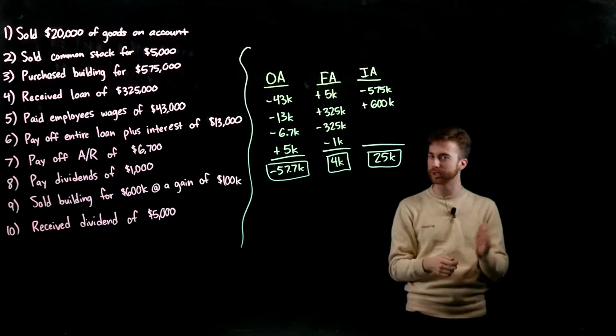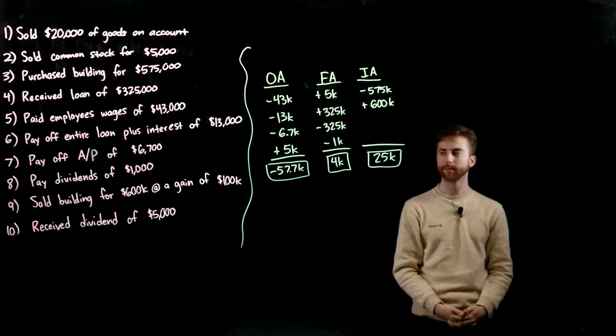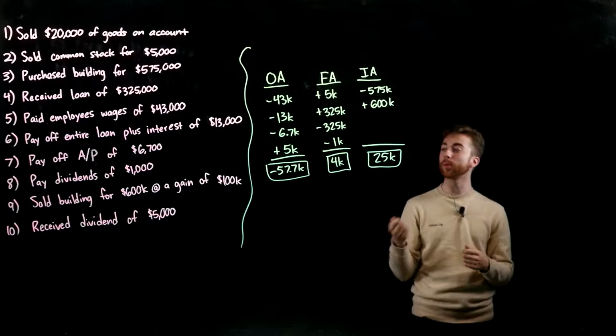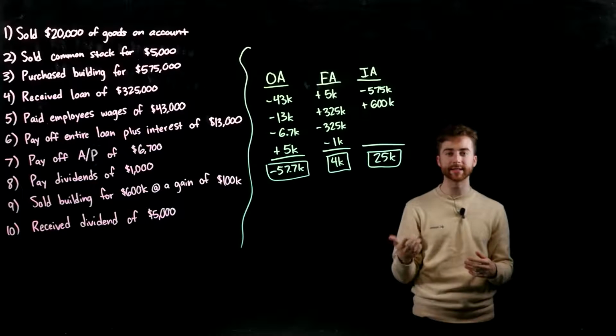So a little bit of a tricky one, but just keep that in mind whenever you see an example like that. Okay, so now when we do number 7, it says that we're paying off our accounts payable of $6,700.